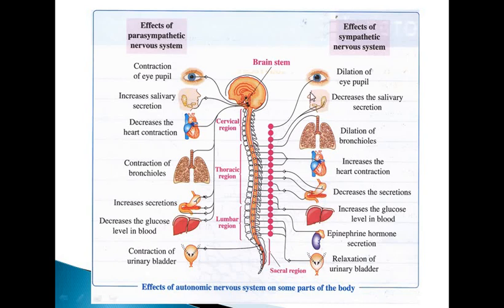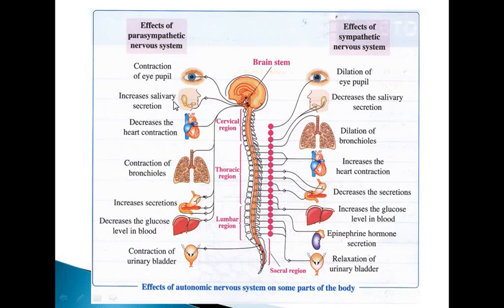So under stress, the sympathetic system will be stimulated. It will dilate the pupil, dilate the bronchi, increase heart rate, increase secretion of glucose in blood, increase secretion of adrenaline or epinephrine hormone, inhibit the salivary secretion and the GIT secretion, and cause relaxation of the urinary bladder.